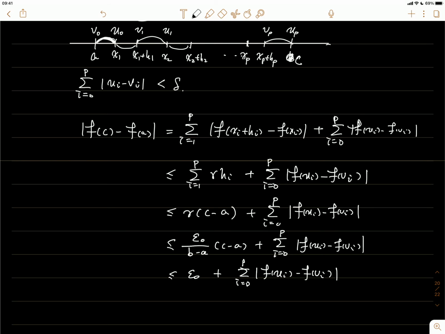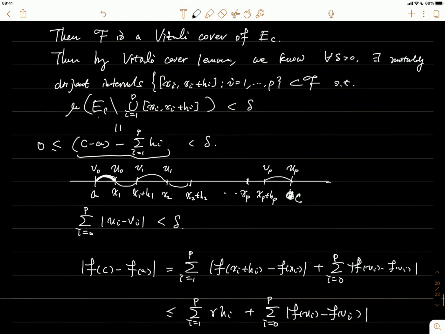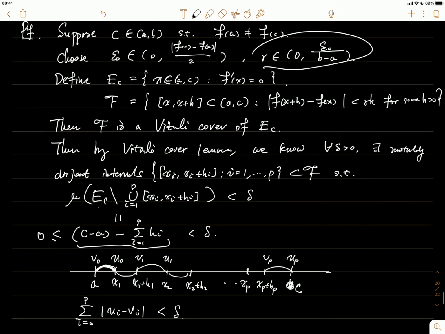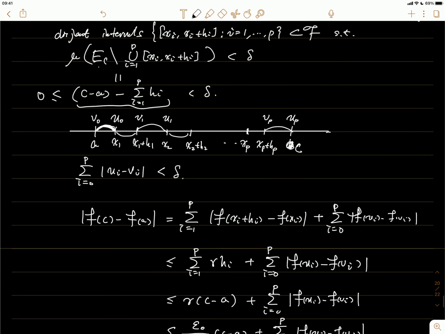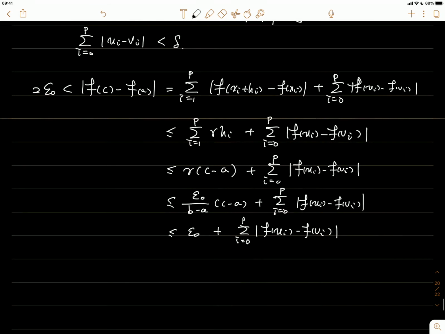Okay, so that's what we know. And on the other hand, we know that the epsilon 0 was chosen to be between this. So that means this is going to be bigger than 2 epsilon 0. So that's why this is bigger than 2 epsilon 0. Okay, now we can see that the sum of f of ui minus f of vi, from 1 to p, is actually bigger than epsilon 0.